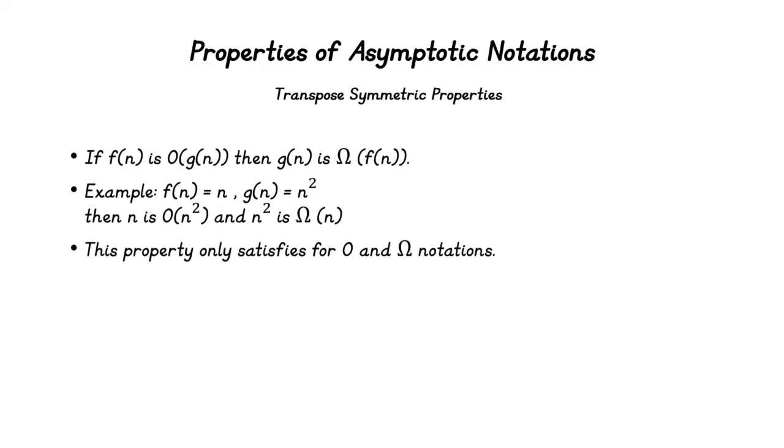Our next property is transpose symmetric property. Here, if f of n is big O of g of n, then g of n is omega of f of n. We can see this with an example. Suppose f of n is n and g of n is n square, then f of n is big O of n square and n square is omega of n. This property is only satisfied for big O and omega notation.